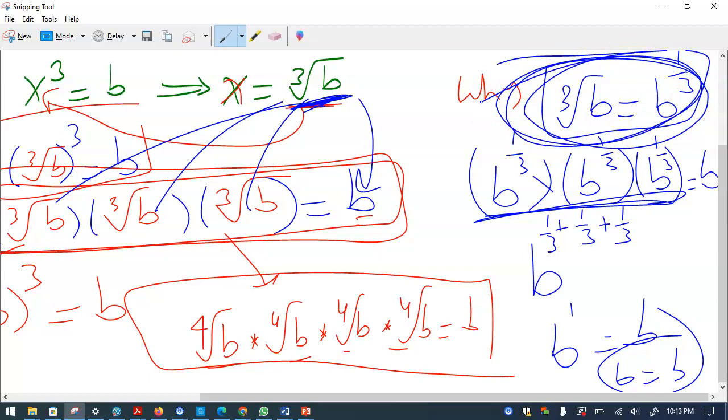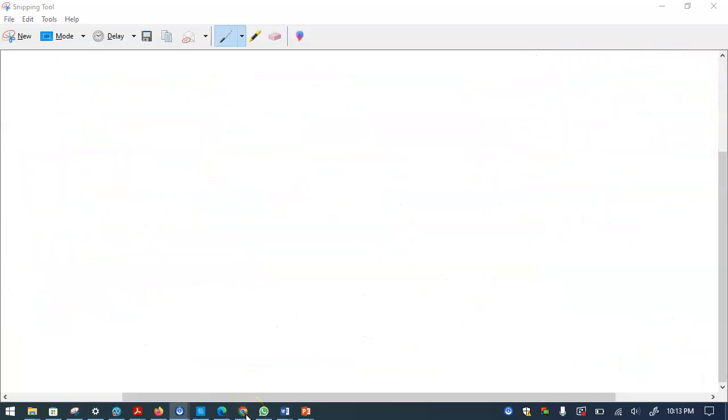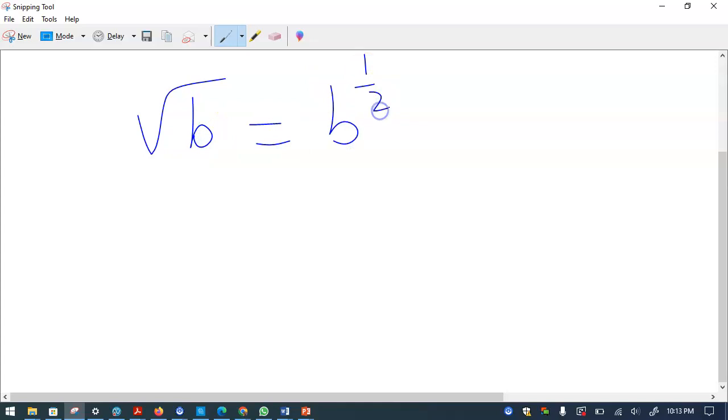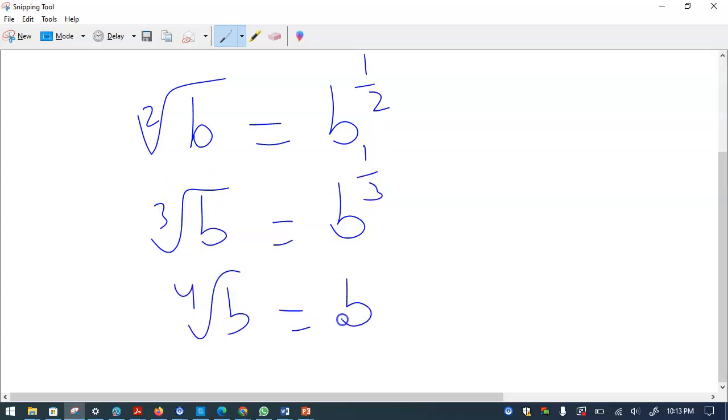So now we can generalize that. Square root of b is b raised to 1 over 2. It means there is a 2 here. It's just square root of 2. Cube root of b is b raised to 1 over 3. Fourth root of b is b raised to 1 over 4. And likewise, nth root of b is b raised to 1 over n.